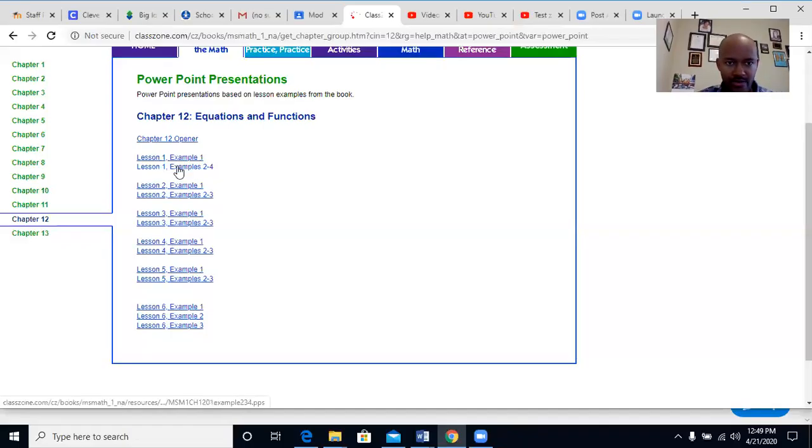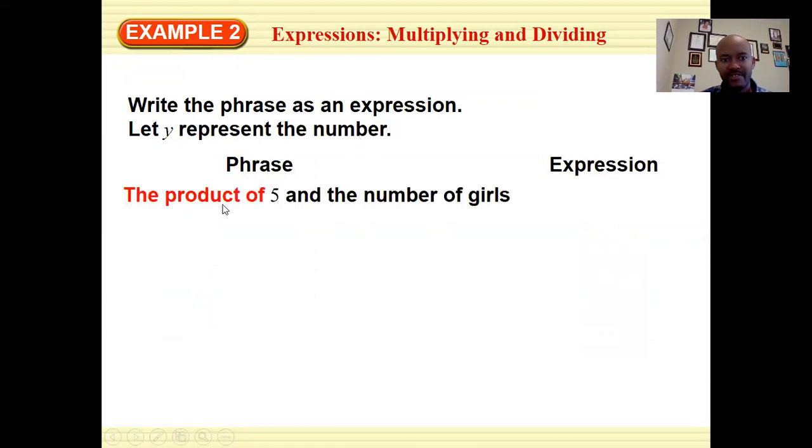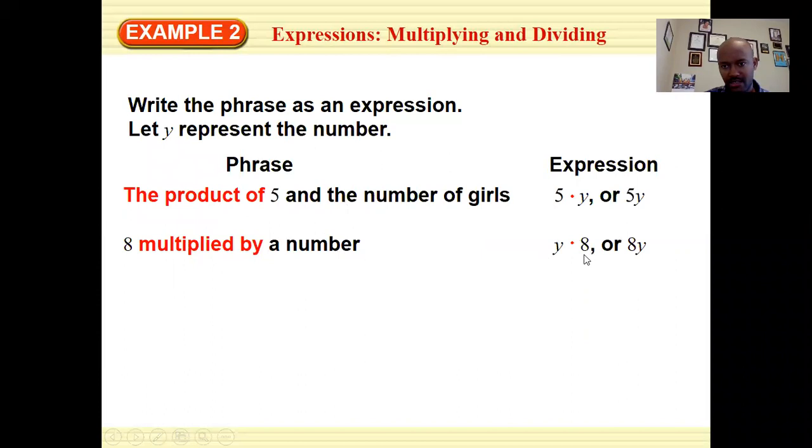All right, just do another quick one here. I don't want to make this video too long. So multiplying and dividing expressions. So write the phrase as an expression. Let y represent the number. So we start with this phrase, product. Product suggests multiplication. So it's going to be 5 times y, or 5y. It means multiplication. 8 multiplied by a number, we're using y. So it's going to be 8 times y, or 8y.